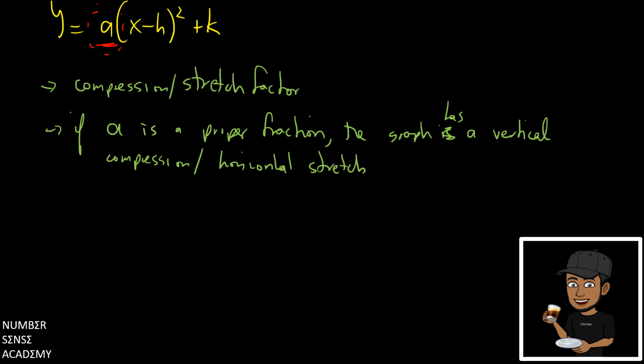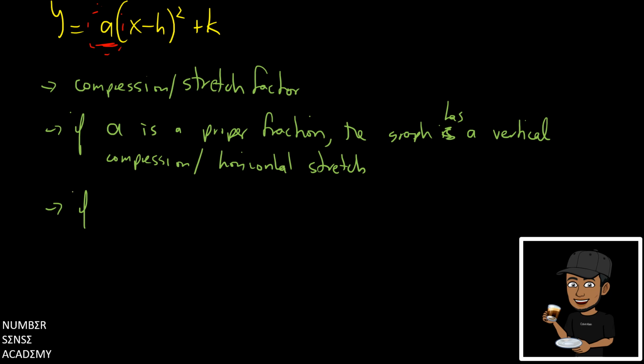Okay, this just means that it's pressed against the x-axis. Right? If A is a proper fraction, the graph is either compressed vertically, so we're pressing it down towards the x-axis, or it's a horizontal stretch where we're pulling it far apart in the direction of x, or away from the y-axis, I should say.